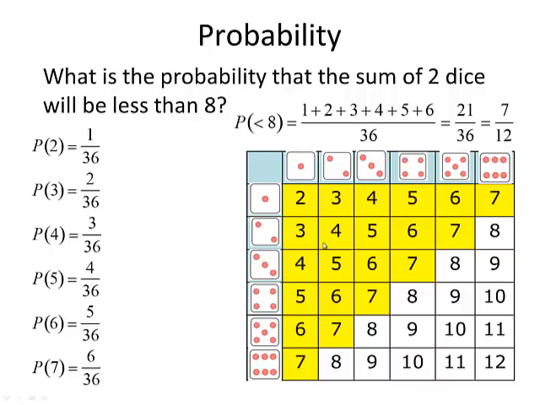Or you can add 1, 2, 3, 4, 5, 6. That's how I put this one here. Because probability of getting a 2 is 1 out of 36. Probability of getting a 3 is 2 out of 36. Probability of getting a 4 is 3 out of 36. Probability of getting a 5 is 4 out of 36, and so on.